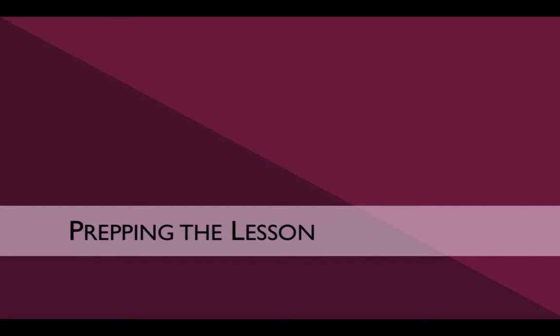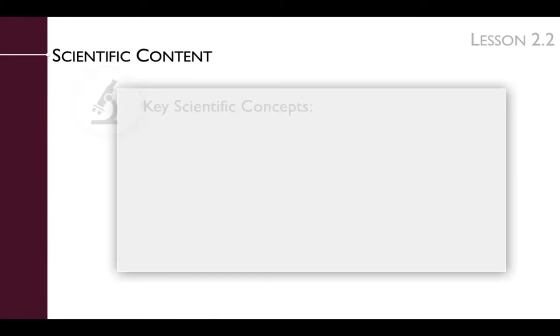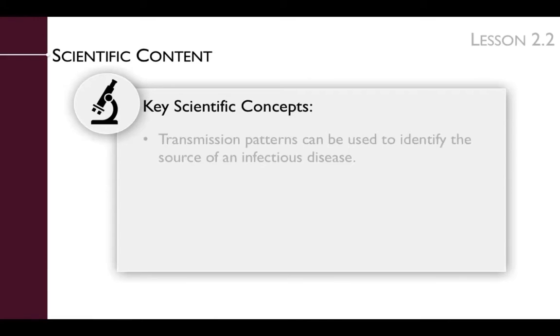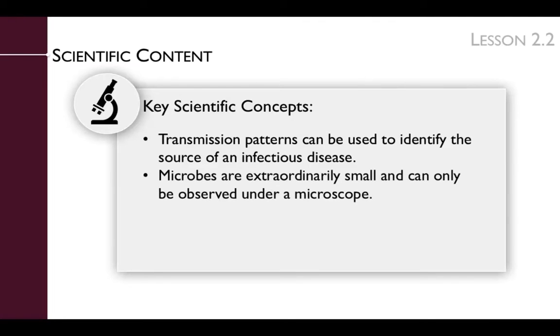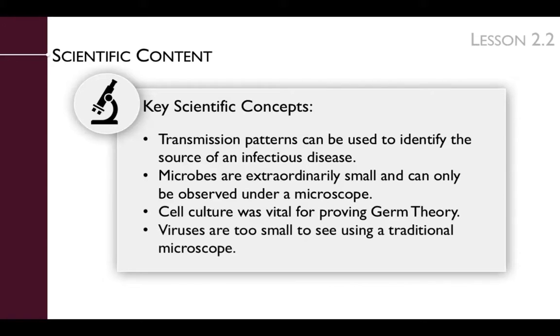To prepare for this lesson, you'll need to review the following key scientific concepts. Transmission patterns can be used to identify the source of an infectious disease. Microbes are extraordinarily small and can only be observed under a microscope. Cell culture was vital for proving germ theory, and viruses are too small to see using a traditional microscope.